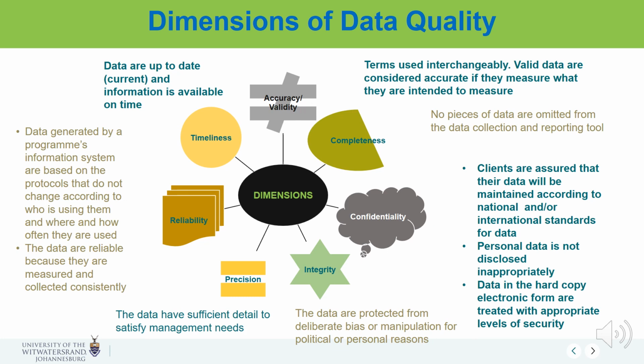With reference to reliability, that data generated by a program's information system are based on protocols that do not change according to who is using them. So there's consistency with how they're being used, and that the data are reliable because they are measured and collected consistently. Finally, with reference to timeliness, that data are up to date and current, and that information is available on time.